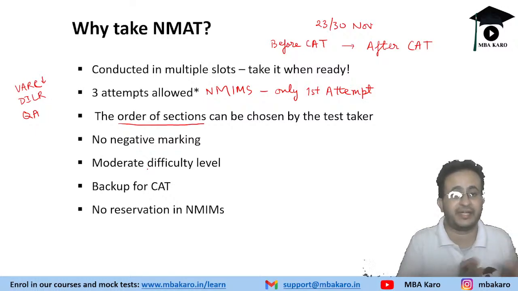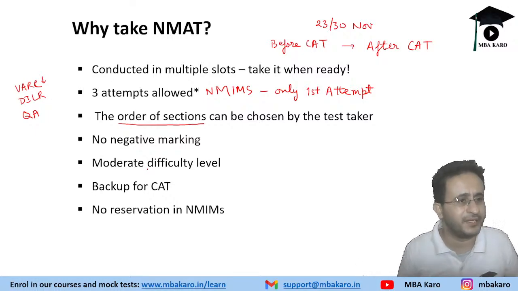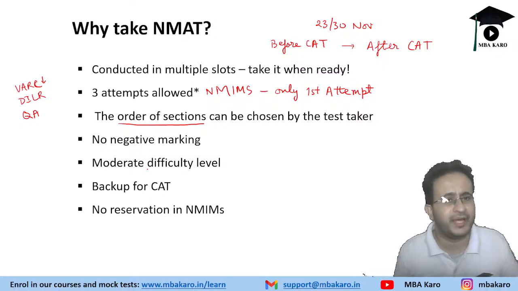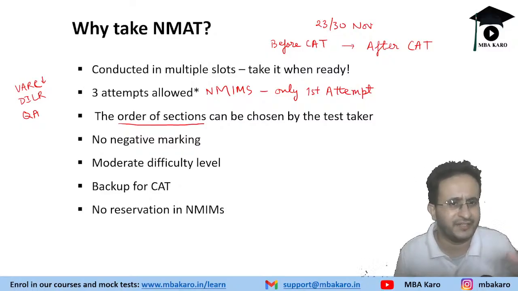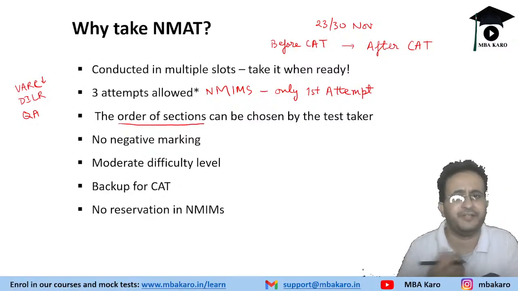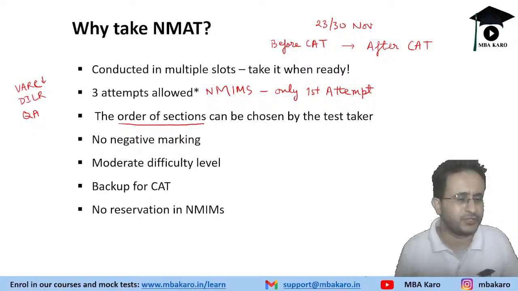So if you feel the CAT level is too high, the syllabus here is also smaller, right? There is no geometry, and fewer topics in algebra are covered. So in that way, the level is slightly lower than CAT. Now you can take it as a backup for CAT. What if your CAT does not go well?